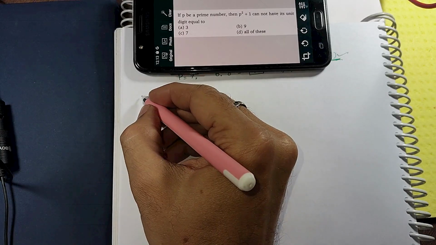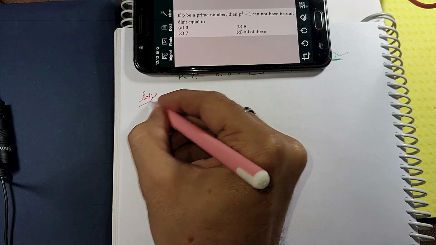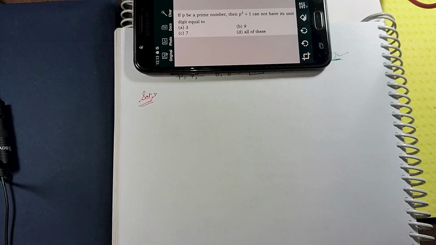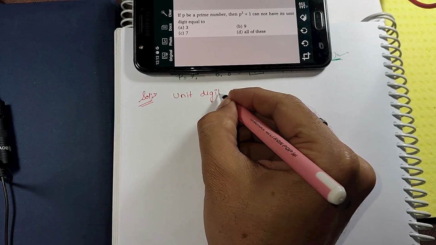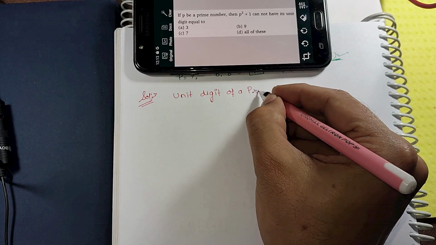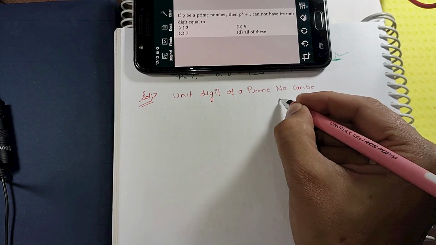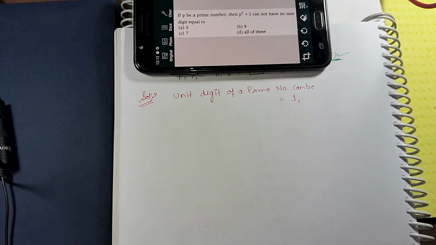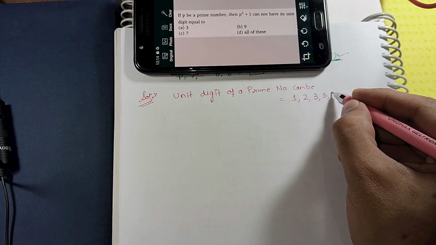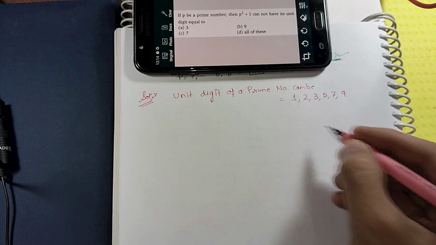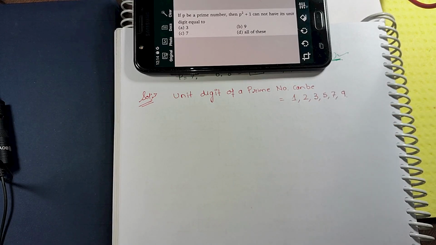If P is a prime number, then P square plus 1 cannot have its unit digit equal to. So first of all we will start with the unit digit of prime numbers. The unit digit of a prime number can be, first, 1, right? Next will be 2, 3, 5, 7 and 9. So these can be the possible unit digits of a prime number.